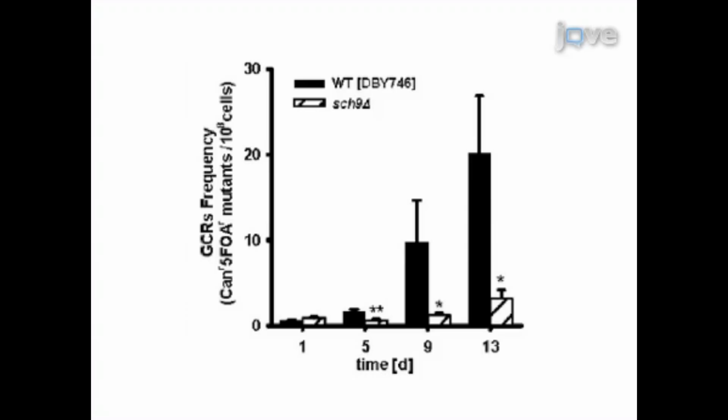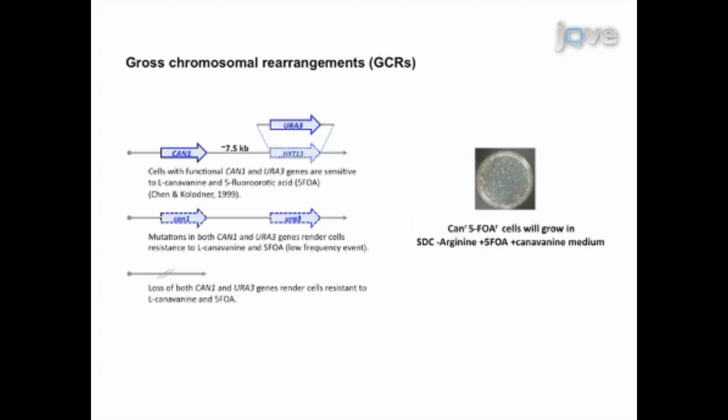To detect gross chromosomal rearrangements, or GCRs, a mutant strain is used in which HXT13, located 7.5 kilobases telomeric to CAN1 on chromosome 5, is disrupted by a URA3 cassette. Mutations in both CAN1 and URA3 genes render cells resistant to L-canavanine and 5-fluoroorotic acid, respectively.